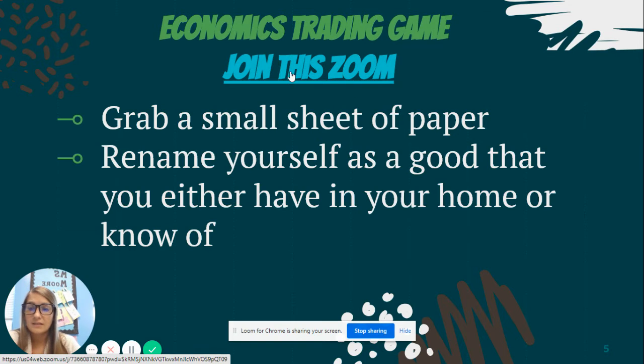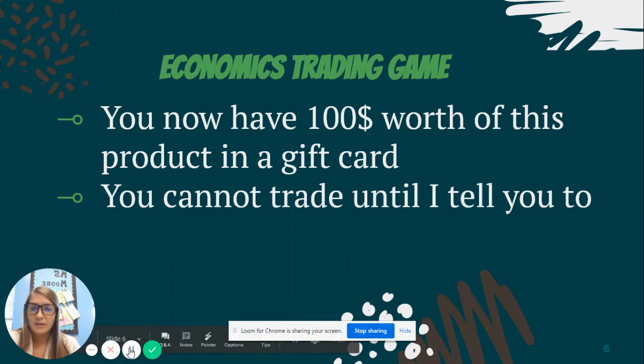We're going to join this separate Zoom than my normal Zoom. You're going to grab a small sheet of paper and then rename yourself as a good that you either have in your home or know of. So a good is like a resource. It can be something that you've purchased, like mayonnaise or shampoo or spices or any of those things, your iPhone. And then after that, we're going to make sure that no one has the same one.